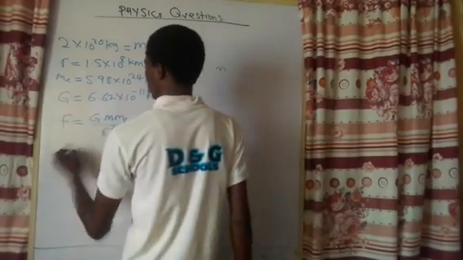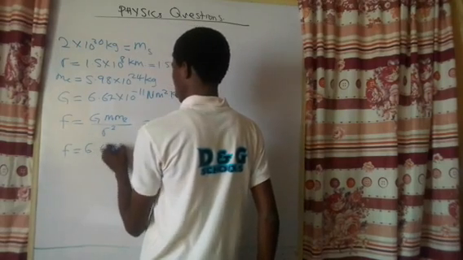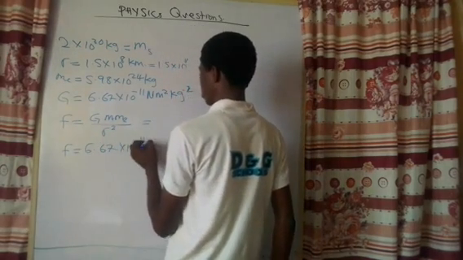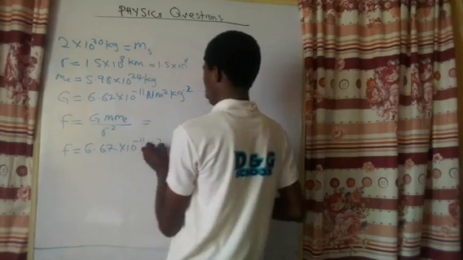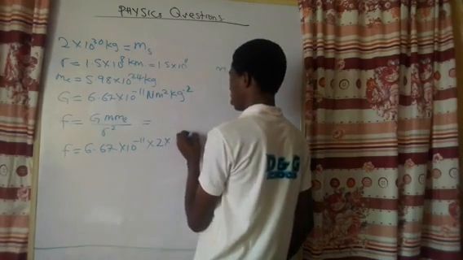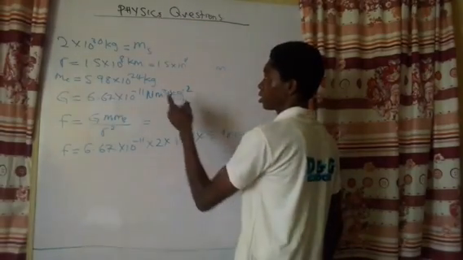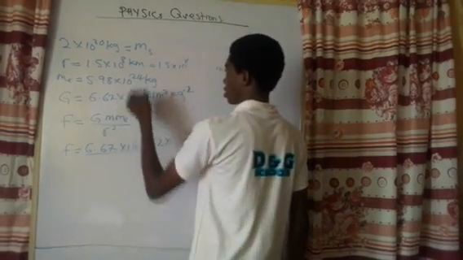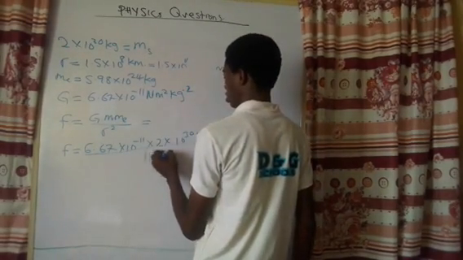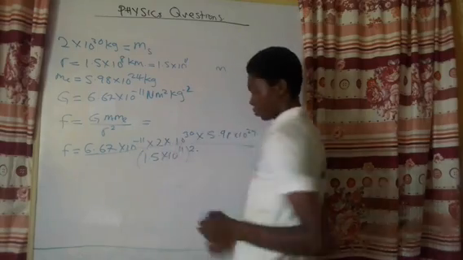What is F going to be? Now G is 6.67 times 10 raised to minus 11, times the mass of the sun. Let us take M1 to be 2 times 10 raised to 30, times the mass of the earth, which is 5.98 times 10 raised to 24, over r square. We have 1.5 times 10 raised to 11, everything squared. Let us punch this.